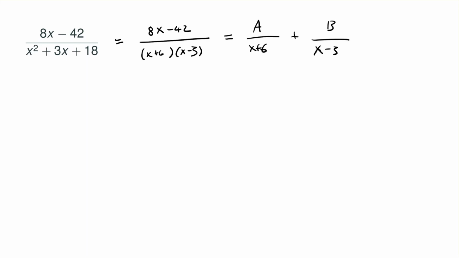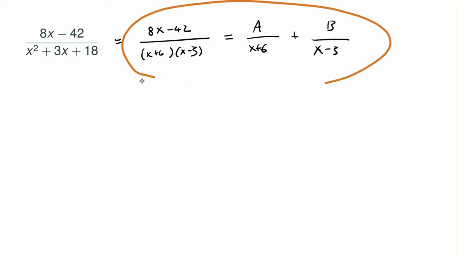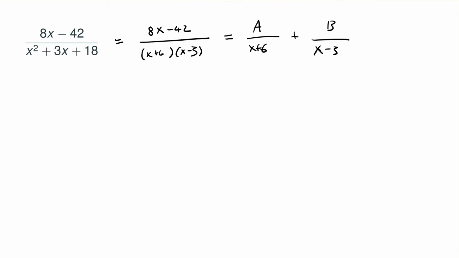Okay, so this right here is what we're going to work with, right? So on both sides of the equation, I'm going to multiply x plus 6 times x minus 3. X plus 6 times x minus 3. Well, these will cancel out here, right? So what I have left on the left side, let me just write it here to have more room, I have 8x minus 42 on the left side.